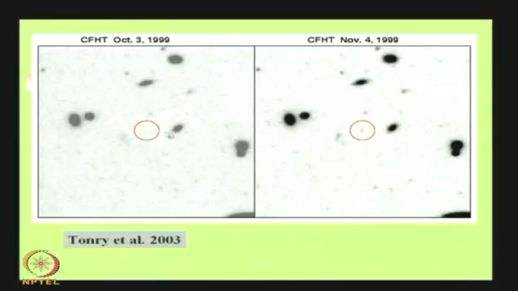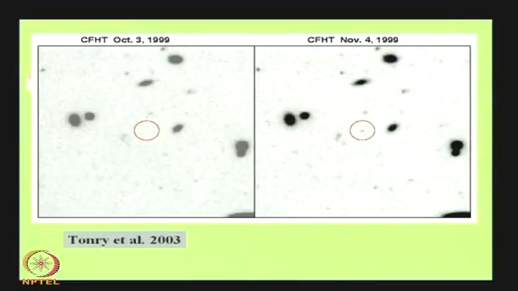The image on the left is before the supernova went off. You do not see any source in that part of the sky. And after the supernova went off, you see a very faint source over here.